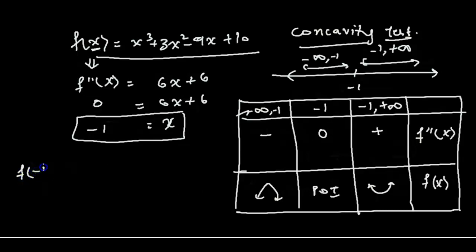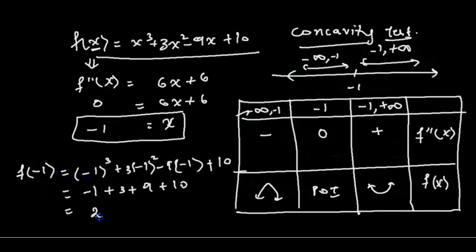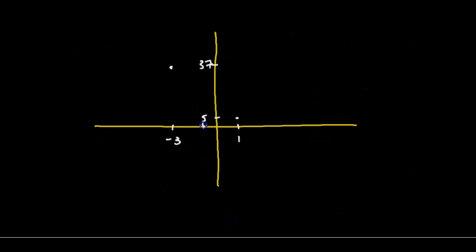All we would do is sub in negative 1 in place of x in the original function, and we're going to get 21 here. Putting all this together, since we now know the point of inflection, it's (-1, 21). We will plot that point of inflection here, (-1, 21). Let's say 21 is somewhere here.